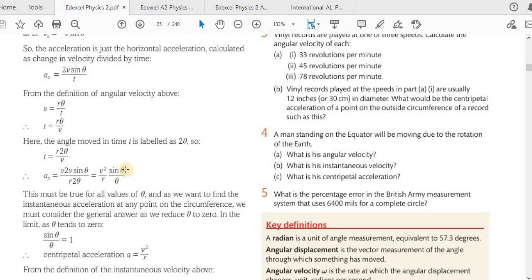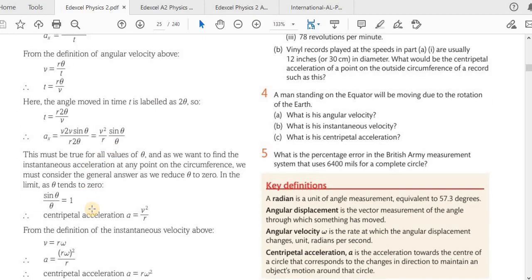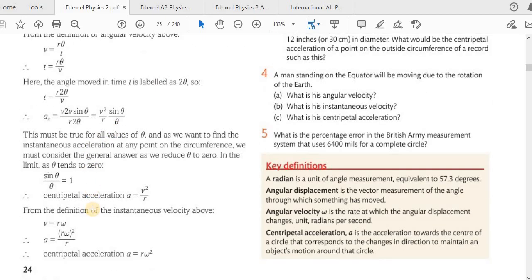So then sine theta divided by theta equals 1 when the angle theta is very small, or when theta tends to 0. If you have seen the sine graph, you can see it from there also. So then we have this equation for acceleration. So this, you see here, v squared over r, and you can see this is directed towards the center of the circular path.